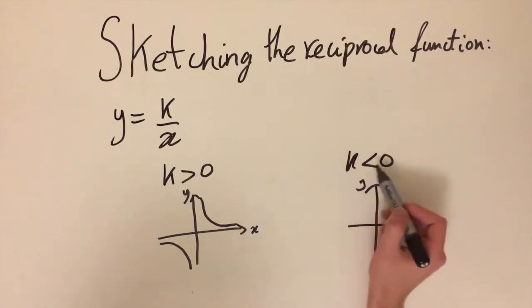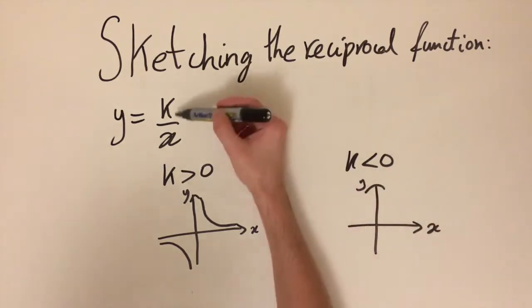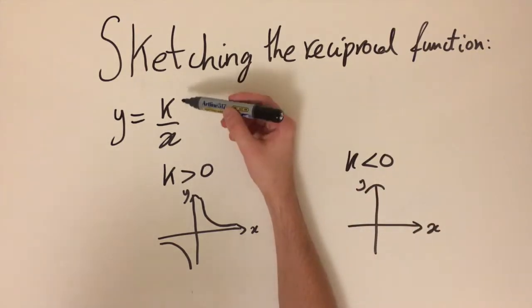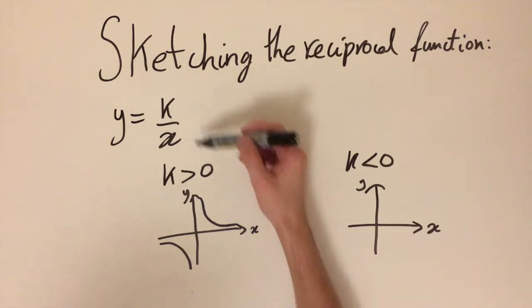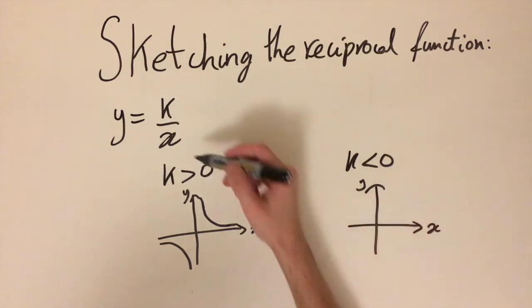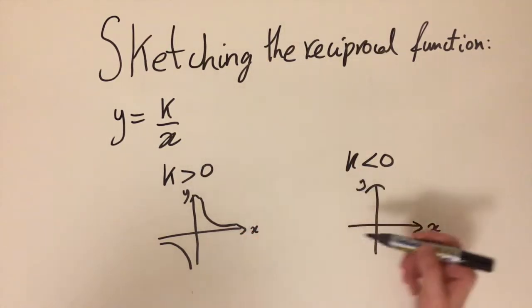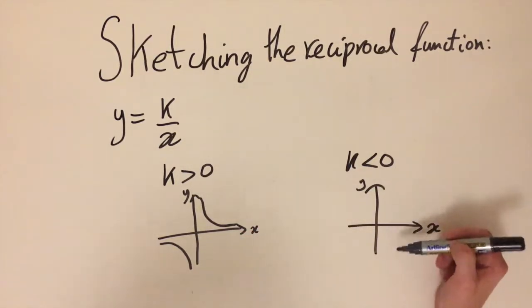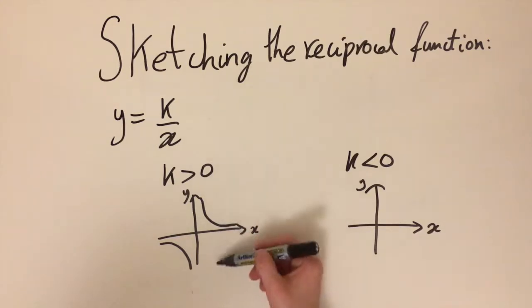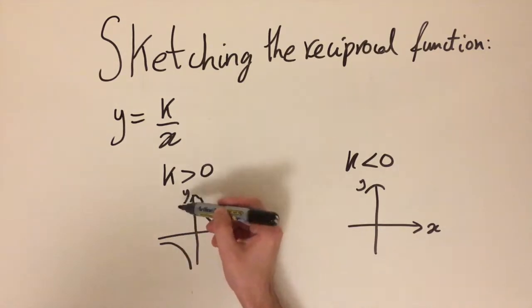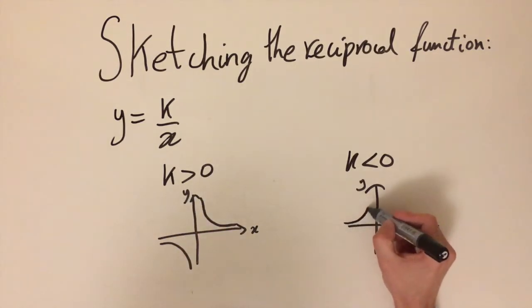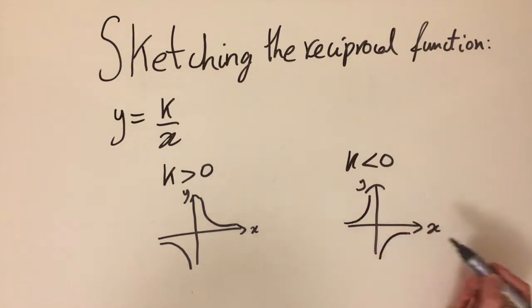But if we put k equals a negative number up here, then this is going to flip it on its head. When x is positive, y is going to be negative, and when x is negative, y is going to be positive. So what we end up seeing is a reflection in the x-axis. This curve up here goes down here, and this curve goes up here. So we get something looking like this, which is quite weird.